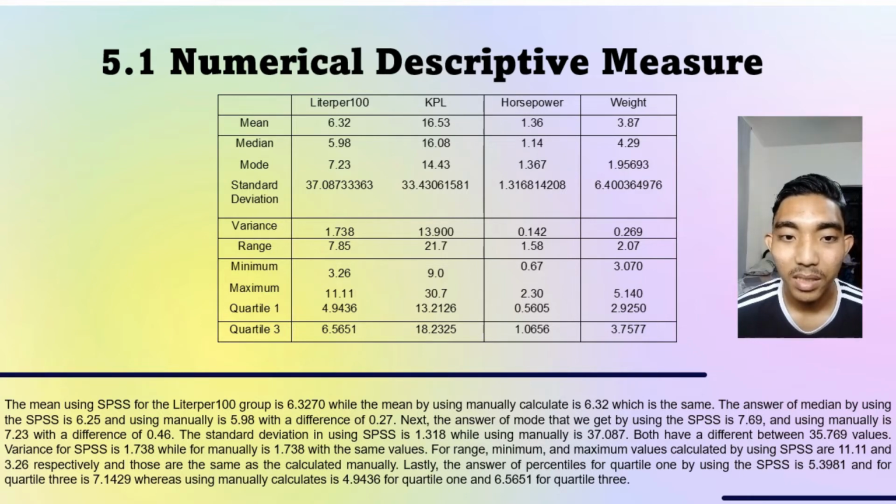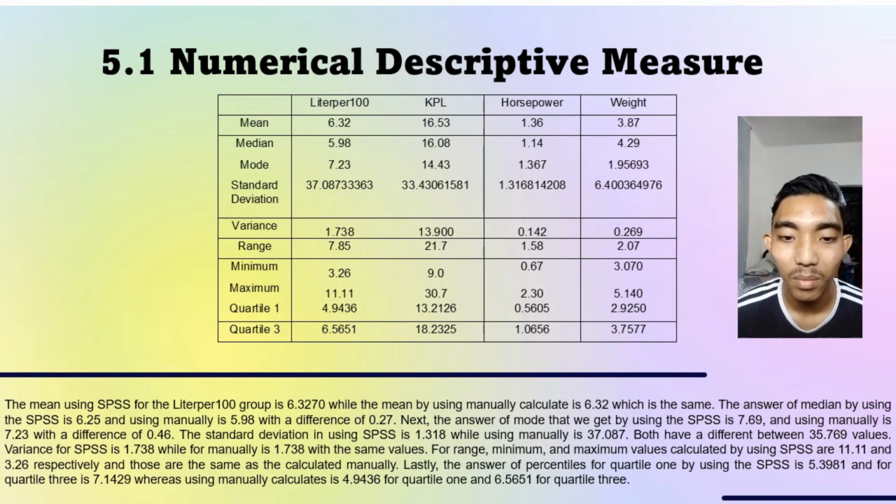The standard deviation using SPSS is 1.318 while manually it is 37.087. Both have a difference of 35.769. The variance for SPSS is 1.738 while manually it is 1.738, with the same values. For range, the minimum and maximum values calculated using SPSS are 3.26 and 11.11 respectively, and those are the same as calculated manually.